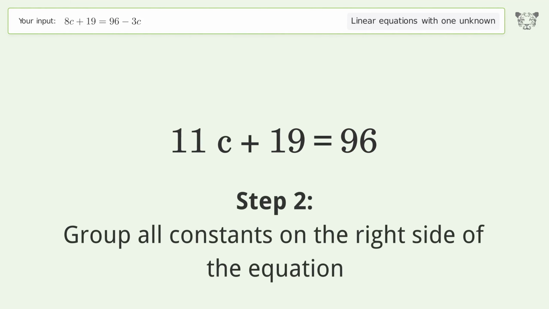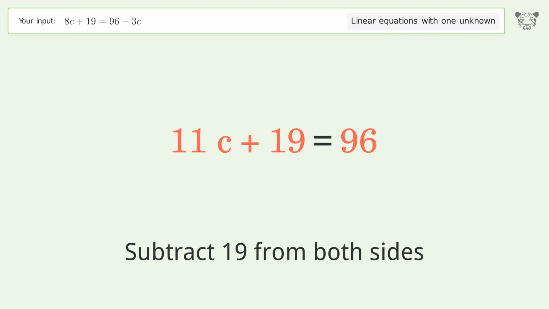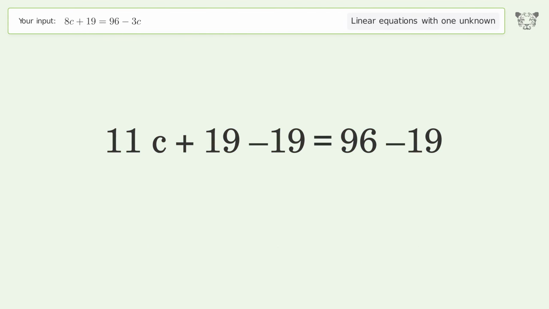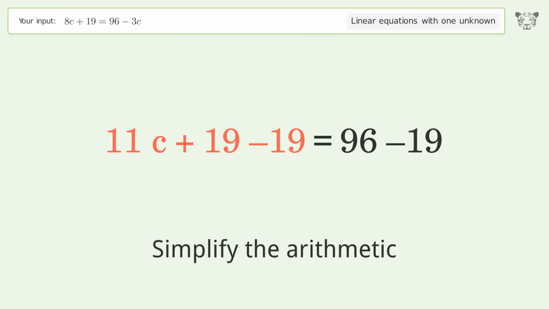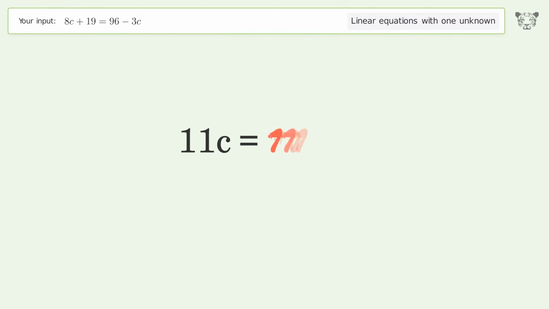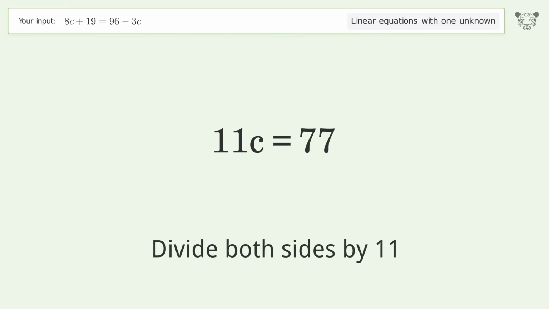Group all constants on the right side of the equation. Subtract 19 from both sides. Simplify the arithmetic. Isolate the c. Divide both sides by 11.